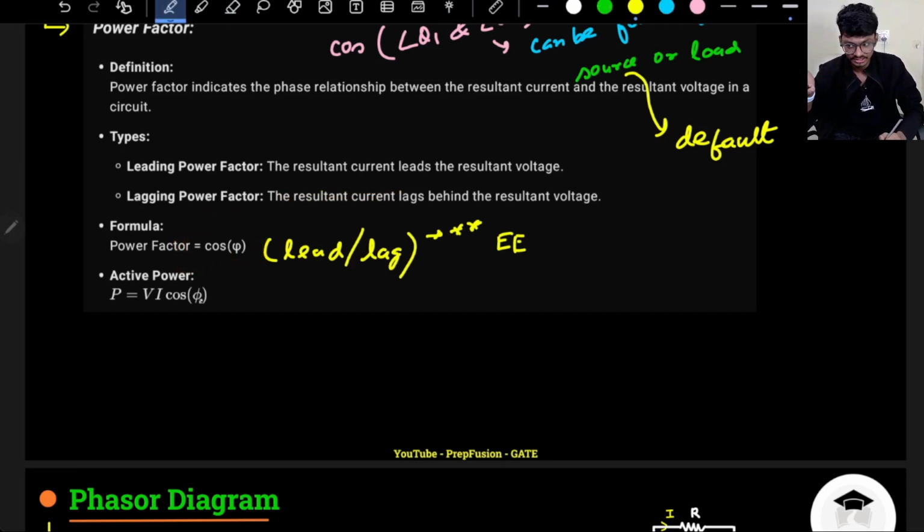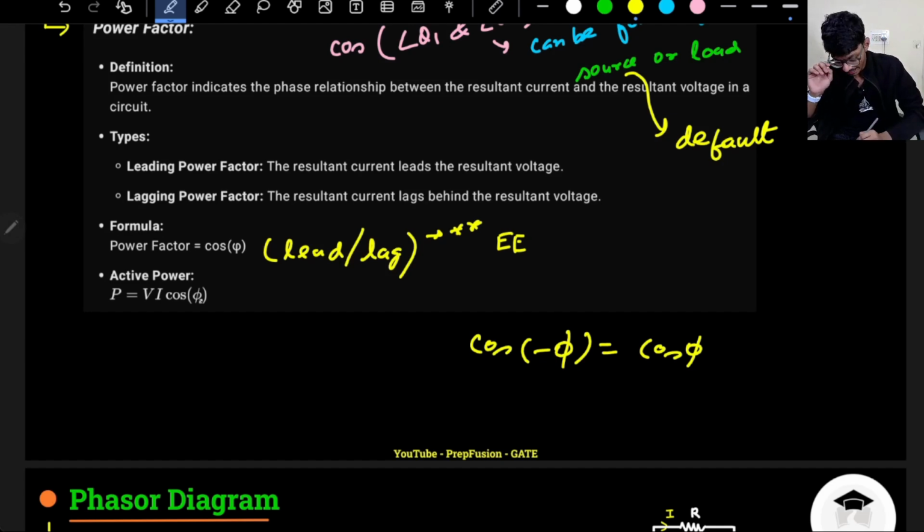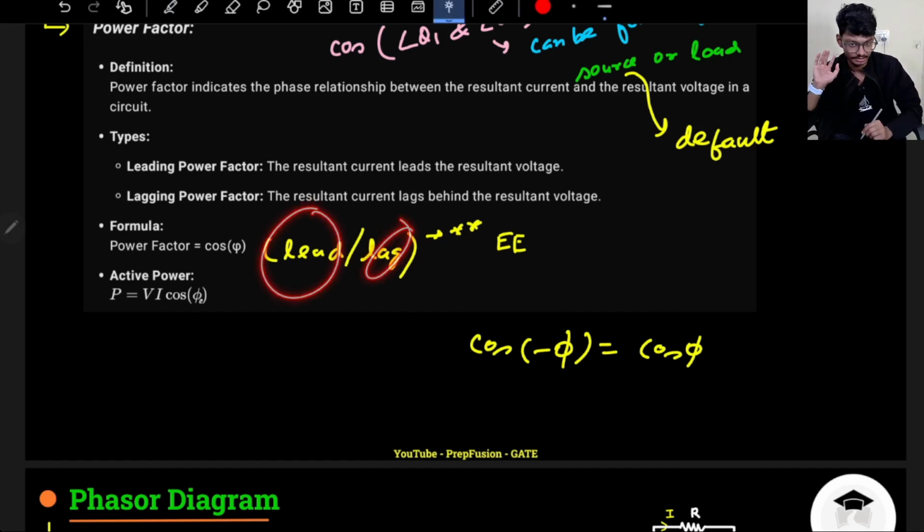if your phi is positive or if your phi is negative, cos of any negative angle and cos of positive angle, both will yield you the same result. That is, cos of minus phi is equal to cos of phi. So we will not be able to detect whether it is a capacitive circuit or an inductive circuit. To resolve that problem, we generally write in brackets whether it is leading or lagging.